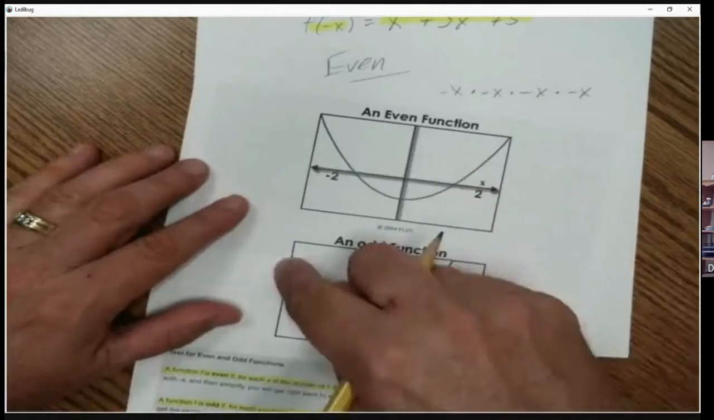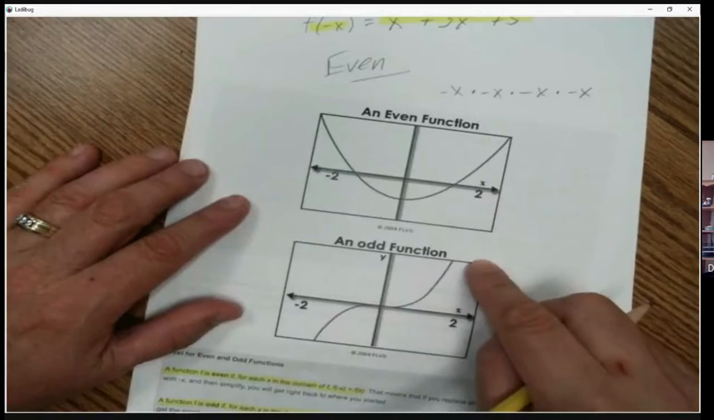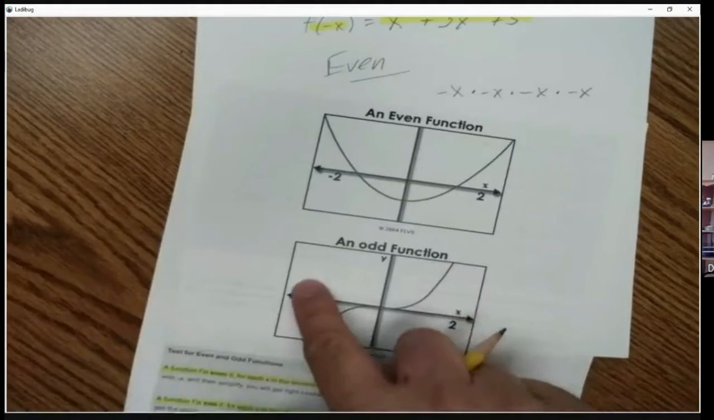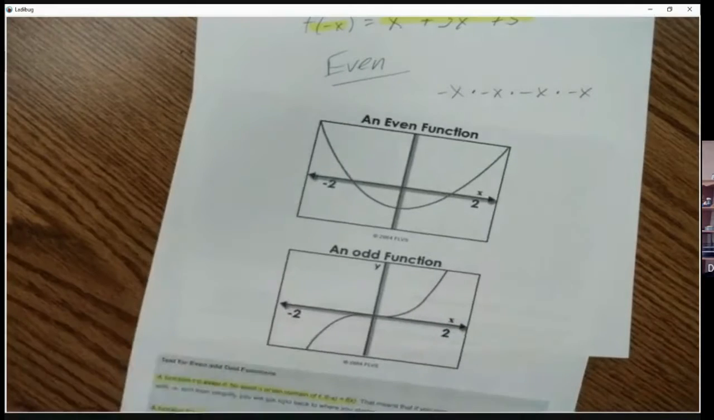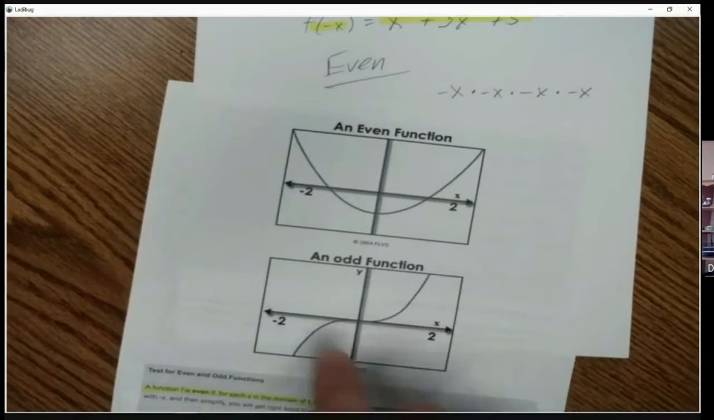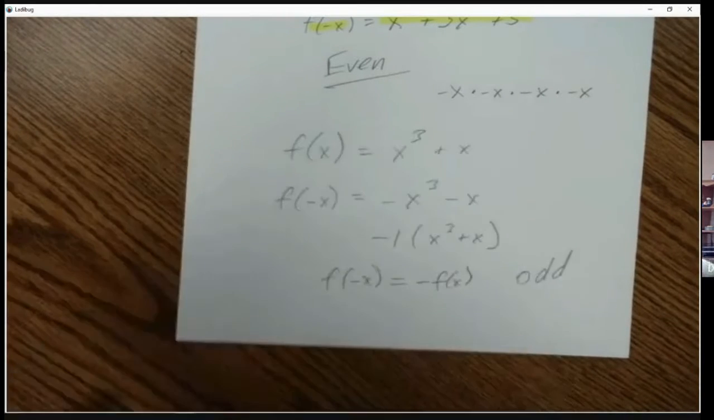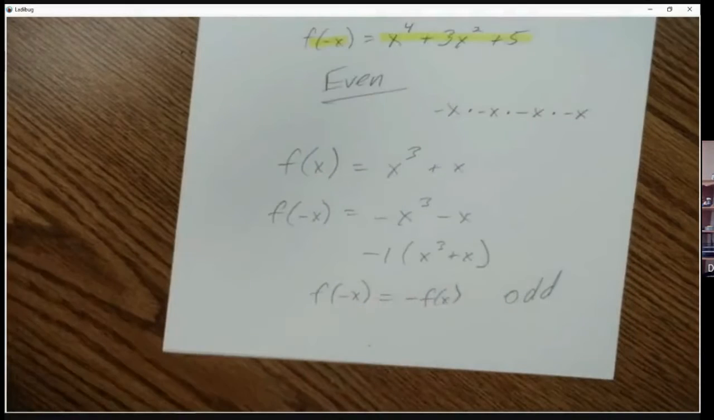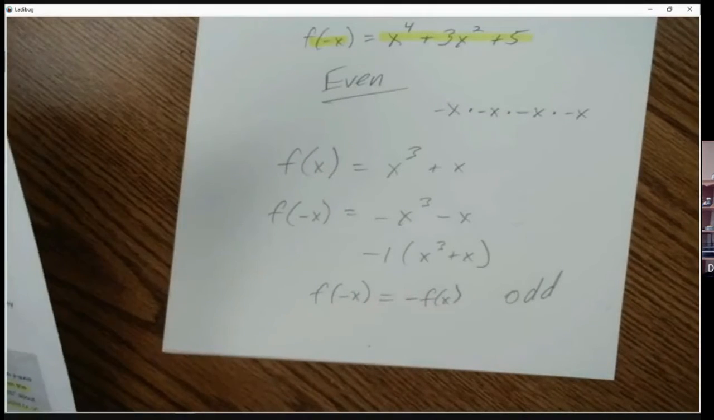That could be upside down, right? Could be an upside down parabola, would be even. Odd could be reversed, where it's negative infinity on the other side, and positive infinity as it goes negative. But that's just the test that we use for that. Let's see.